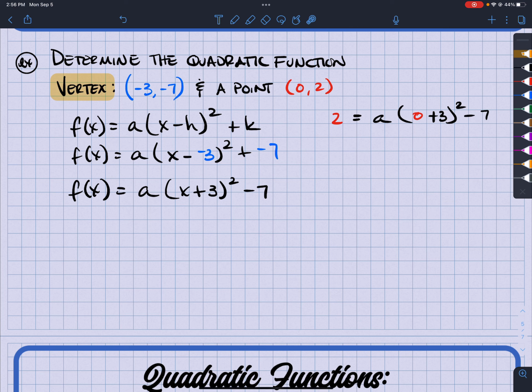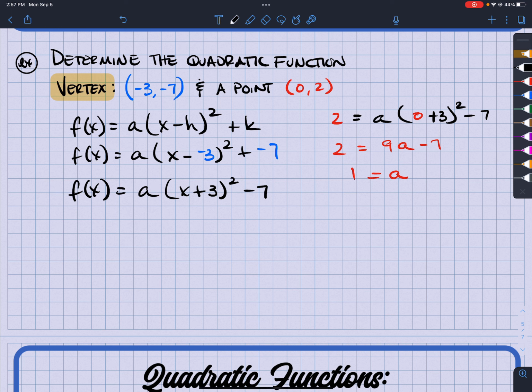Okay, let's take a look here. 3 plus 0 is 3, squared is 9. So that means we're going to have 2 equals 9a minus 7. So that means a is going to end up being 1. All right, so I had to rewrite this, right? I'm just going to replace this a with 1.